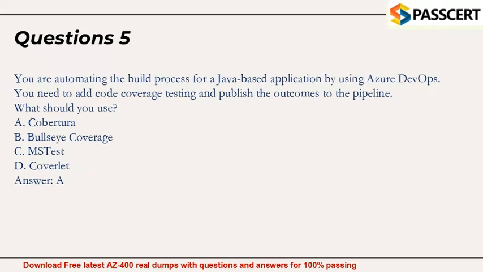Question 5. You are automating the build process for a Java-based application by using Azure DevOps. You need to add code coverage testing and publish the outcomes to the pipeline. What should you use? A. Cobertura. B. Bullseye coverage. C. MS Test. D. Coverlet. Answer: A.